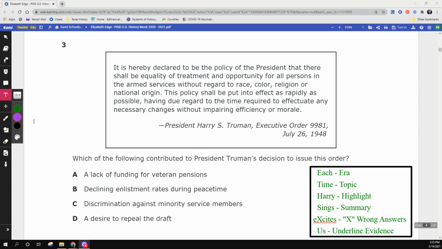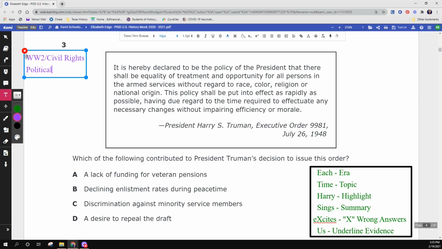Okay, so first thing we have to do is choose our era and our topic. So we're going to have two eras for this one. Our first one is going to be World War II, and then the second one is the Civil Rights Movement. And then our topic is going to be political because we're talking about an executive order passed by the president.